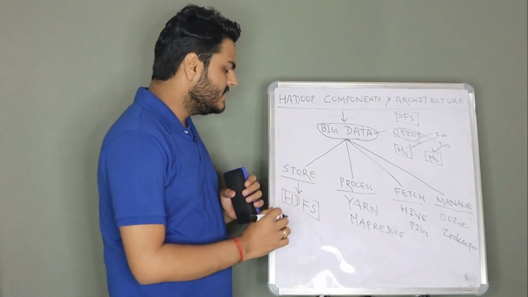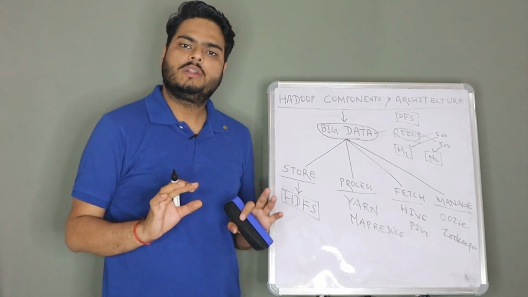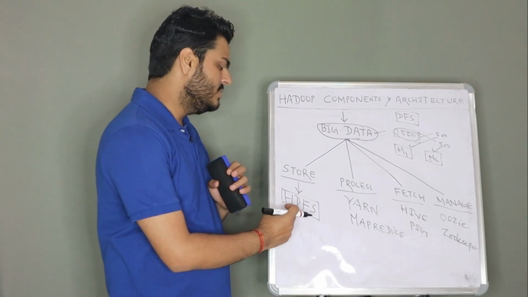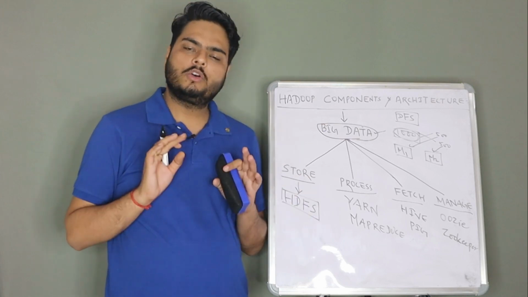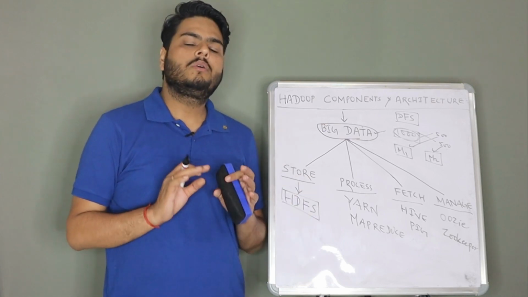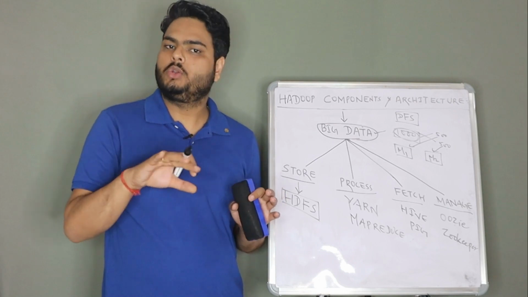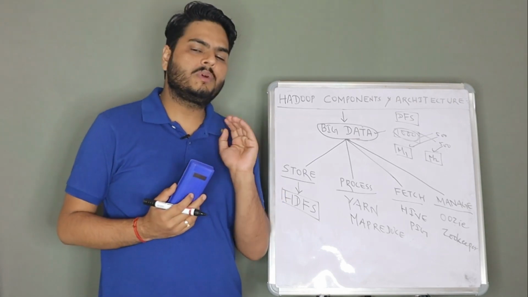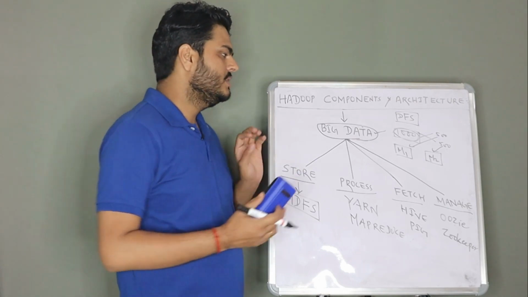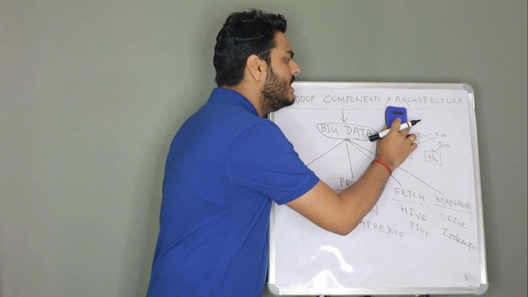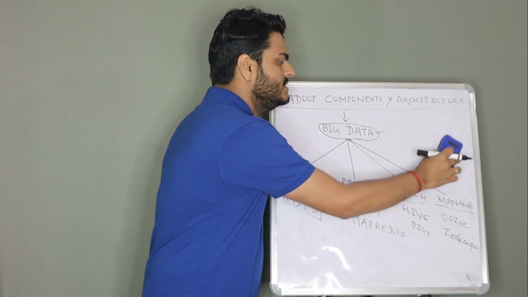HDFS works exactly on the same concept. The name stands for Hadoop Distributed File System. In Hadoop Distributed File System, files are stored in multiple nodes. Nodes means multiple physical computers. So let us try understanding what the HDFS architecture looks like.